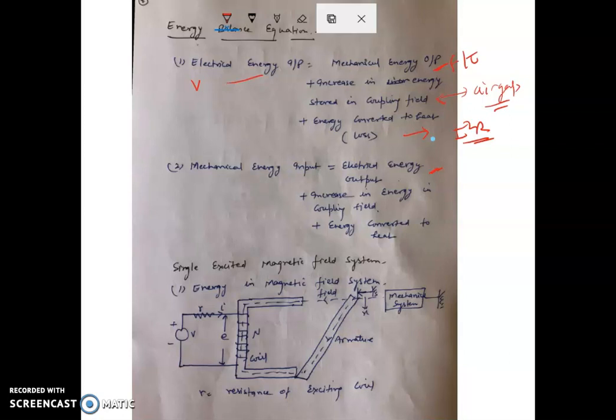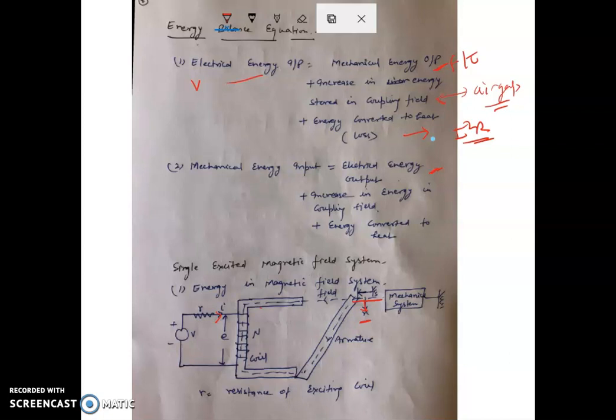Same is the case if we talk about a single excited magnetic field system. We have a system where this is a coil. In this coil, we have applied a voltage with the internal resistance of R, and current is I. This is the armature. This armature is rotating. Here we have a linear motion. This armature is coupled with the magnetic system, and this is the displacement of the magnetic system, which is shown with the help of X.